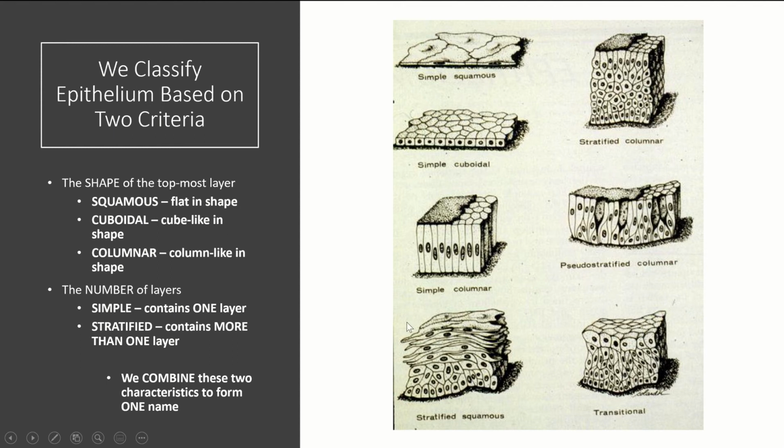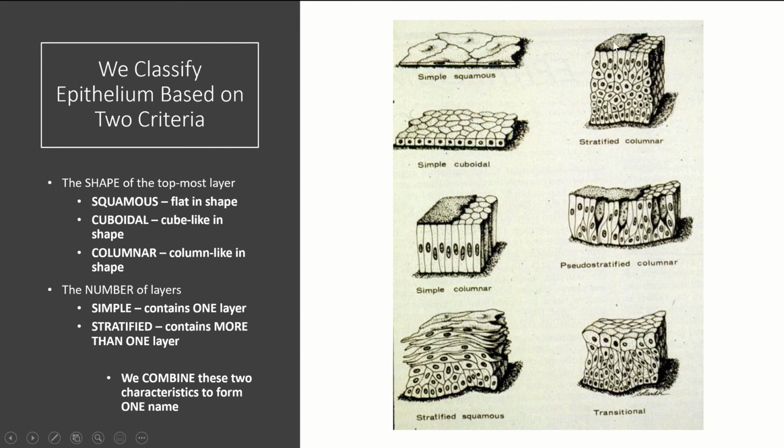And then we'll go to stratified squamous. So stratified means multiple layers, squamous means flat, right, or squished. And so don't look on the bottom. Remember, we've got to look at the top to see what shape we can classify these cells as, because there are more than one layer, right? But we want to look at the top layer. So stratified because there's more than one layer, squamous because the top layer of cells is flat in shape.